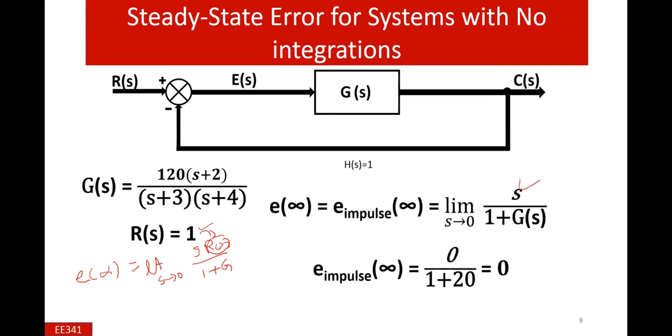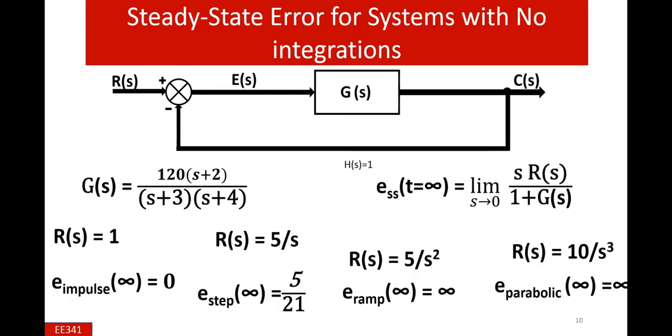If we apply the limit as s approaches 0, this s makes the function 0, and the value of G(s) at s equal to 0 is 20. So ultimately we find the zero error, which is very interesting. In the whole example we are changing the input type. So let's see what the summary of this topic is.